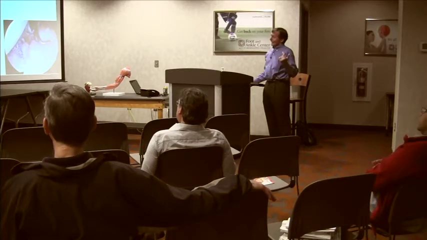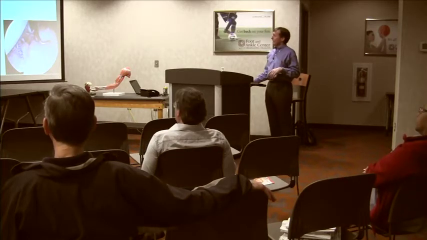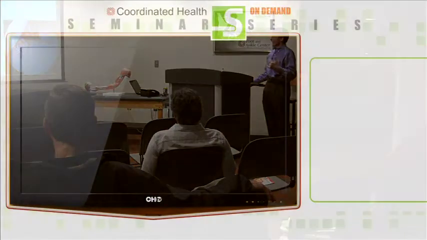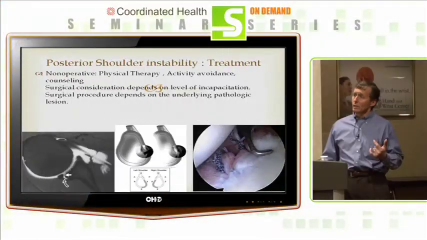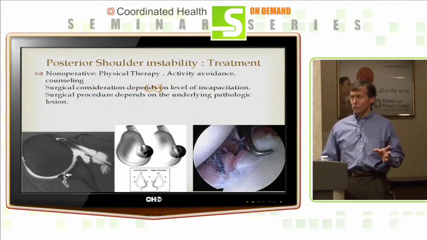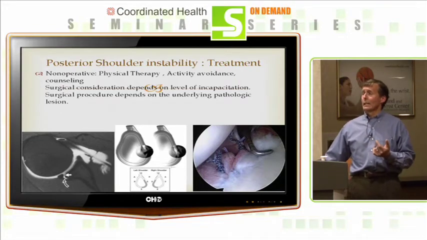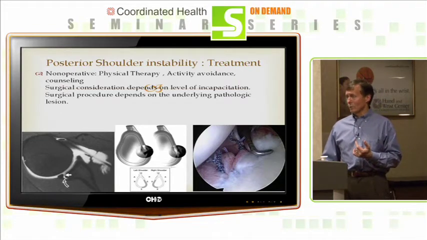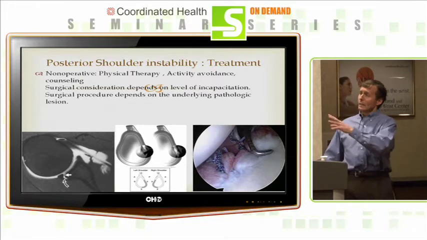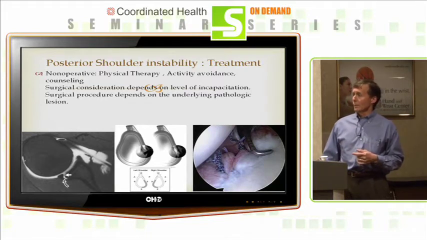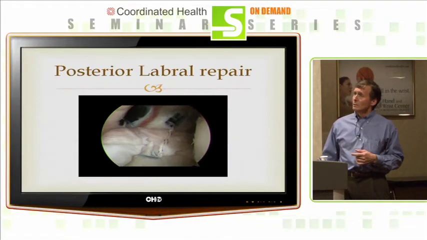So treatment, again, I repair the labrum, and if I have to repair the capsule or tighten the capsule arthroscopically, I will. I used to treat posterior instability open, just like anterior, and now I do pretty much 95 to 100% of those arthroscopically. That's a picture of a posterior labral repair on the right, and that's another picture of a posterior labral repair.